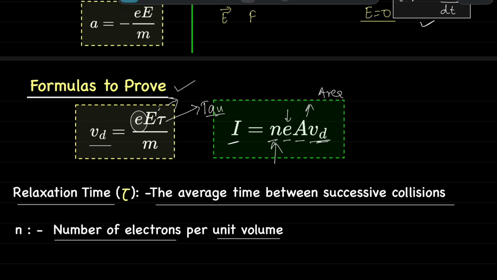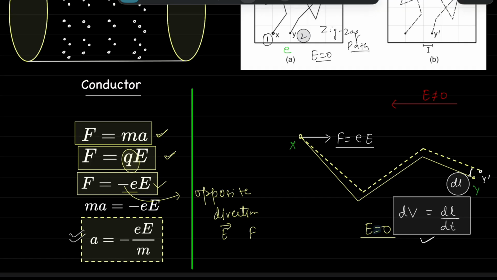So let's try to prove both the formulas one by one. Before that, we need to understand what acceleration acts when the charged particle, or one electron, moves from x to y. What is the acceleration acting on the charged particle? We know that F is equal to m into a. Let's consider this the first relation, and F is equal to minus e into capital E is our second relation. From the first and second relations, we can say that ma is equal to minus e into capital E. So a is equal to minus e into capital E by m.